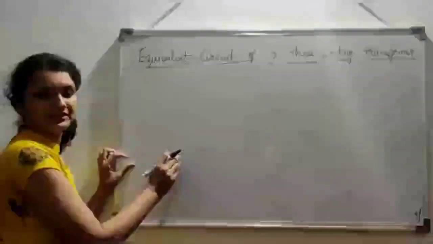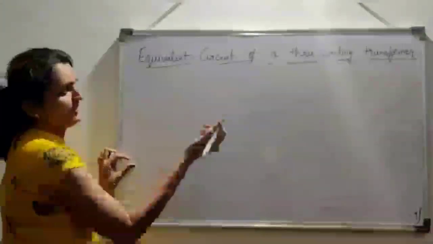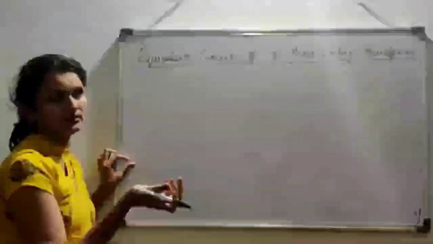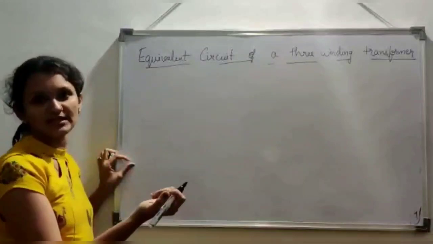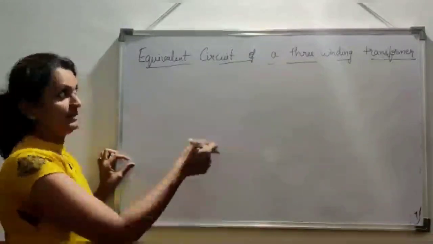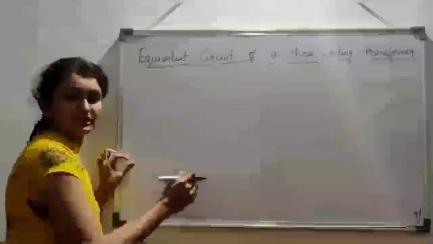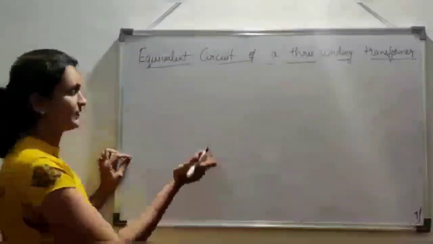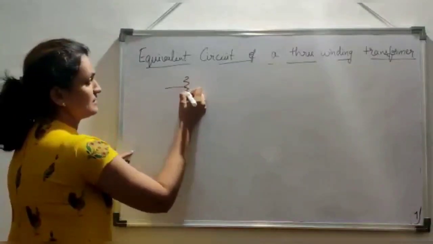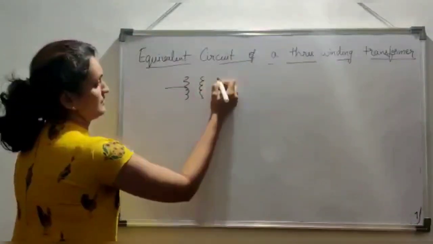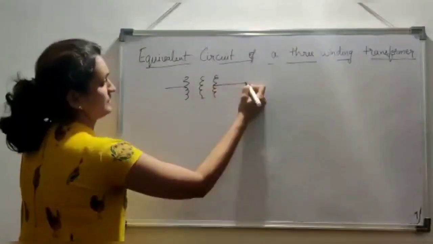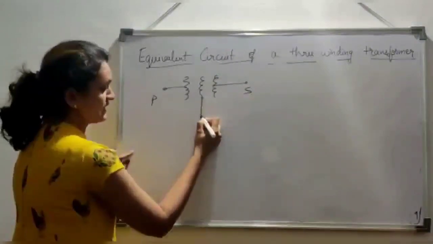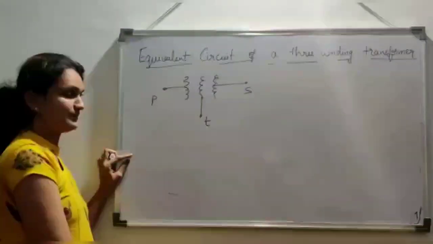Equivalent circuit of a 3-winding transformer. Basically, why do we use the 3-winding transformer is, using a 2-winding transformer, the primary side and secondary side kVA ratings will be the same, but the same is not the case in a 3-winding transformer, because all the 3 windings have different kVA ratings. Let me just represent the symbol of the 3-winding transformer. This is primary, secondary, and this is tertiary.